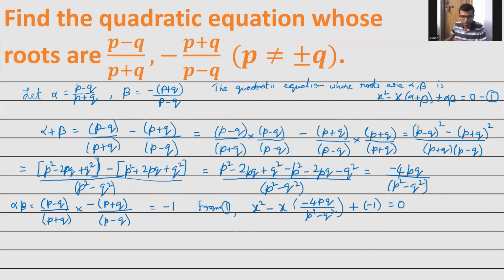So I would be getting (p square minus q square) times x square, and then minus x into minus 4pq, which is nothing but plus 4pq x, and then here I would be left with minus of minus 1 into (p square minus q square), so minus of (p square minus q square). Okay, that's it. This ends the quadratic equation which we needed to find.